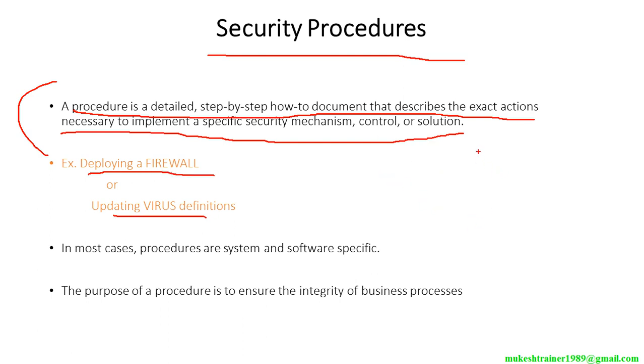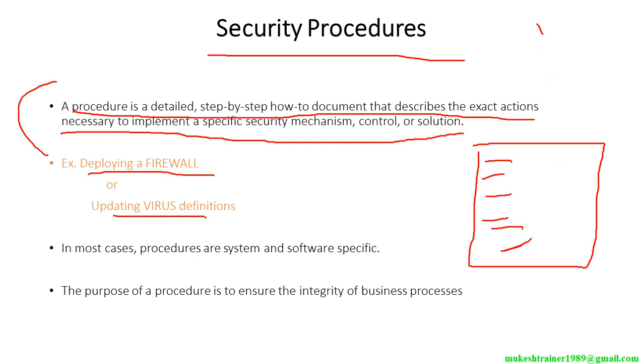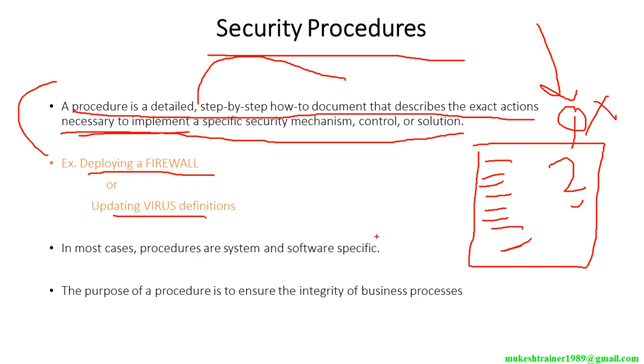You need to document properly that we need a firewall for what, so that users who are accessing from outside the network should not enter inside the organization, or that you need to update the antivirus every second day or once a week. Everything needs to be documented step by step, with the exact necessary implementation. That document helps the security manager to understand and implement it in the network.